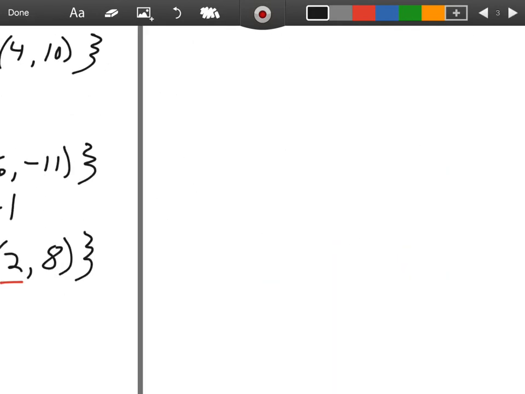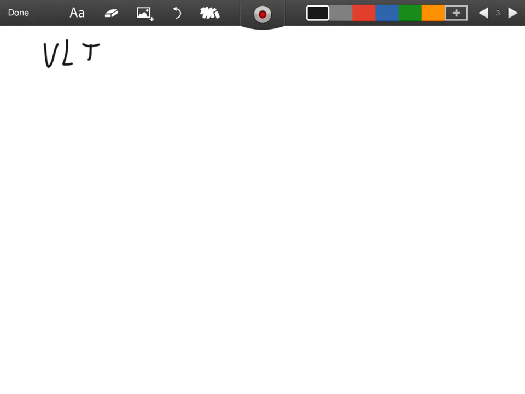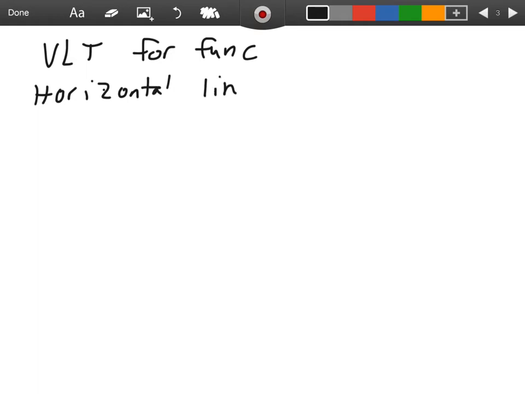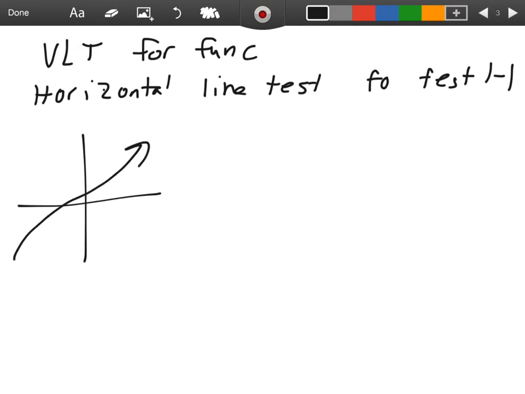Okay, so we talked about the vertical line test for testing for a function. Well, now we have the horizontal line test to test one-to-one. So if I have something like this, if it passes the vertical line test and the horizontal line test, it is a function. So you can see that vertical line is good, but then also horizontal line is good as well. So this is a one-to-one function.